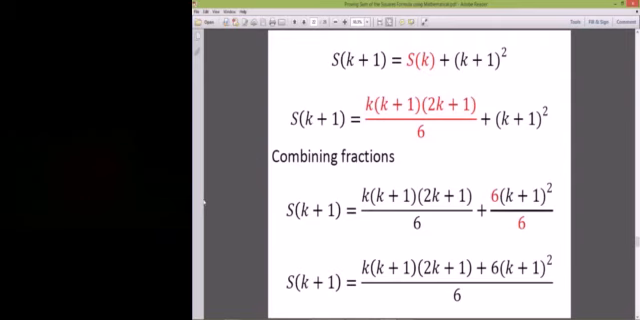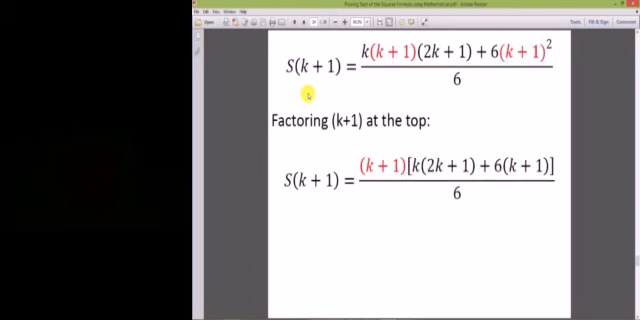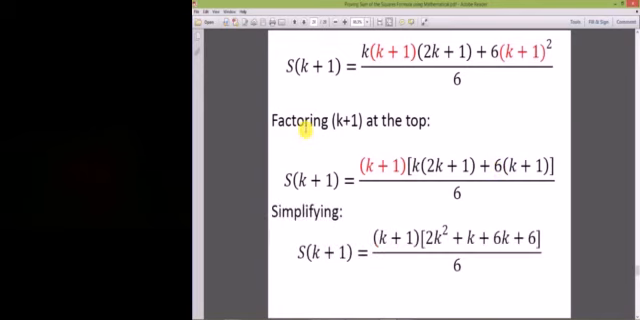So, combining fractions, simplifying, factoring k plus 1 at the top, we have S of k plus 1 is k plus 1 times k times 2k plus 1 plus 6 times k plus 1 all over 6. Simplifying further, by distributing, we have k plus 1 multiplied by 2k squared plus k plus 6k plus 6 over 6.